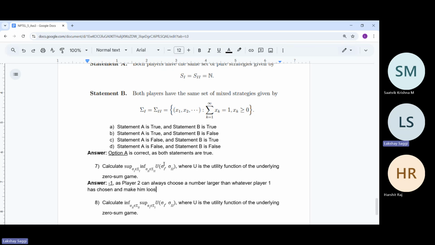Right. So whatever player one chooses, player two can always make him lose. And since that is always so, this infimum will come out to be -1. And now we are taking the supremum over all values. So we are taking the maximum over all the -1s. But if all the values are -1, their maximum will also be -1. So that's why this will be -1.